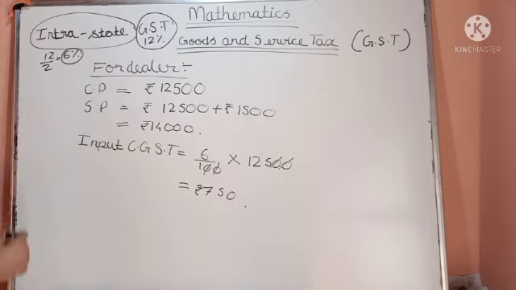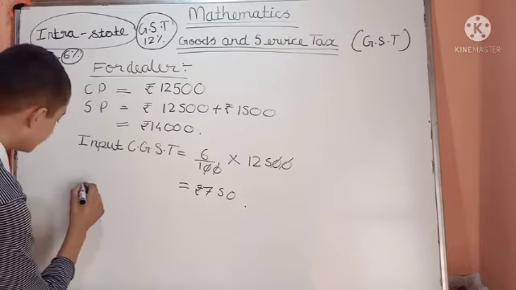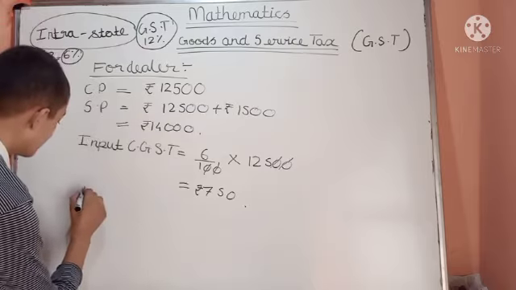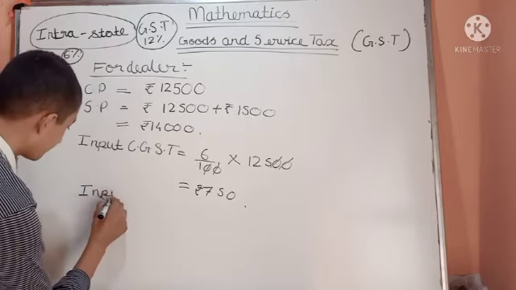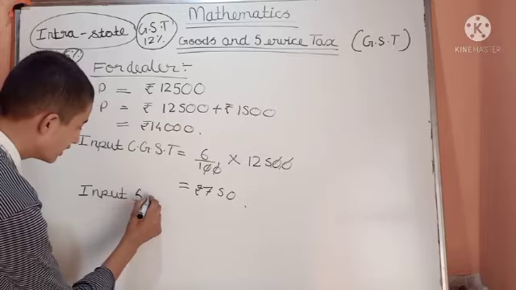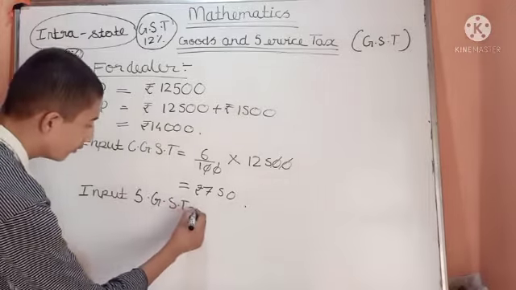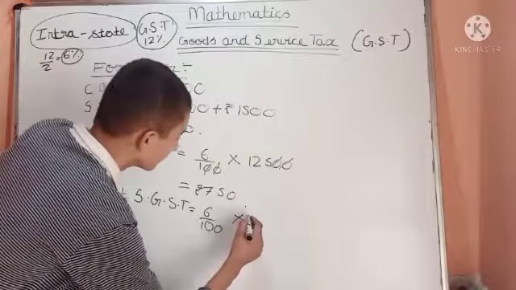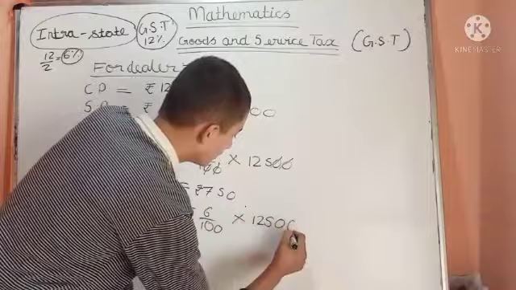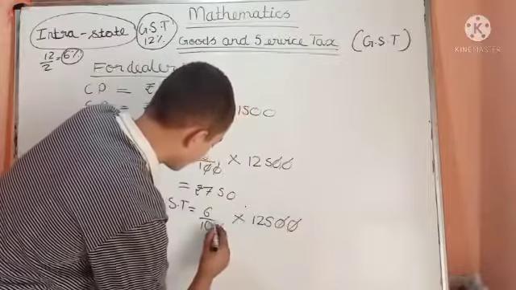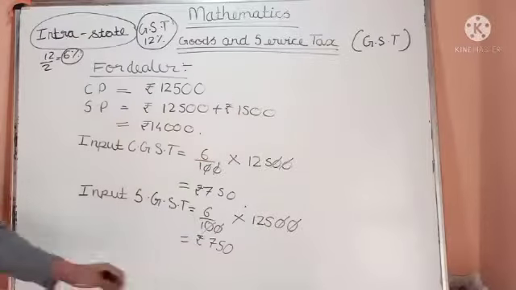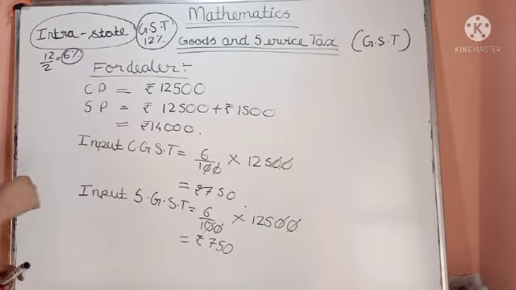They are. Here input CGST is this, and now input SGST. I have told you input CGST and input SGST will both be the same, but you will calculate it here. You have to show the calculation, otherwise marks will be deducted. 6% of 12500 is rupees 750. This was his input CGST and input SGST.